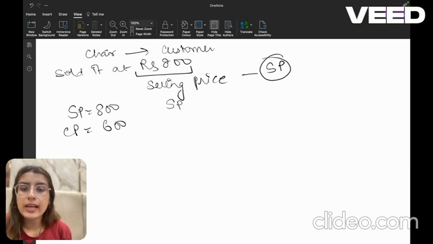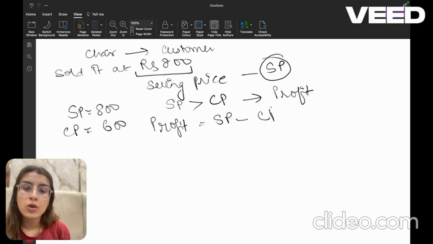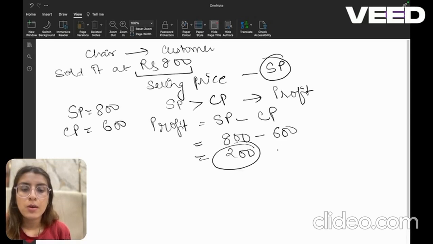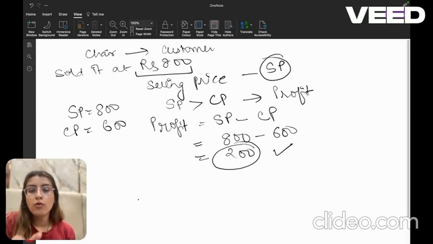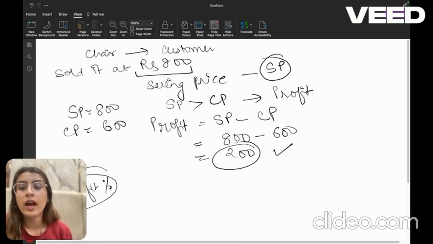So whenever our selling price is greater than the cost price, it means that I have earned a profit. So here, how will the profit be calculated? It will be selling price minus cost price. So it is 800 minus 600, and 200 will be our profit. Now, the next step: this is the amount of profit that we have earned. Now, what is the profit percent? What percent of profit have I earned?